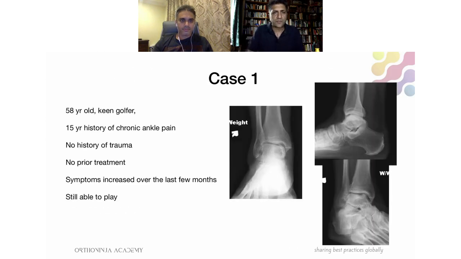Right, so we've got a patient who's a golfer. He's 58 years old, and he's got a long history of chronic ankle pain. He hasn't had any specific injury that he can remember, and he hasn't had any prior treatment. As far as he's concerned, it's just a grumbling ankle pain, but for some reason his symptoms are getting worse. He's still able to manage to play golf, but he's got this grumbling ankle pain. Let's move on to the next slide.